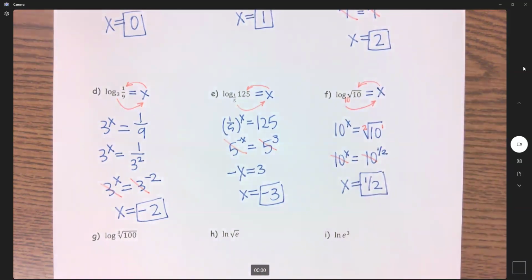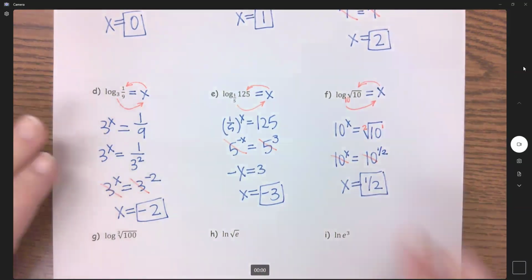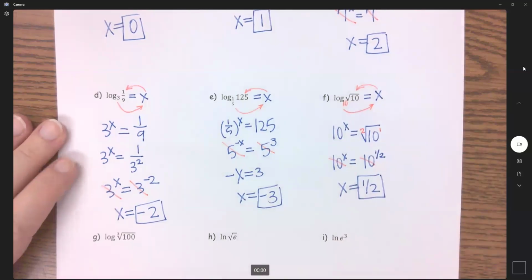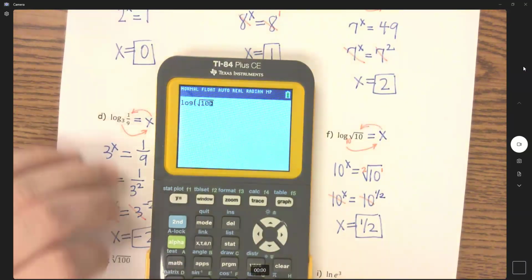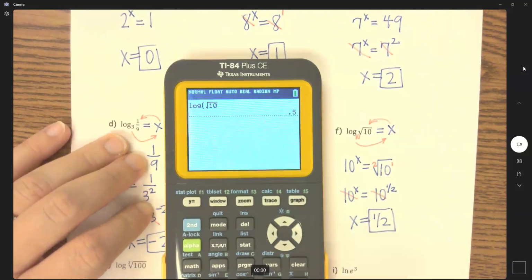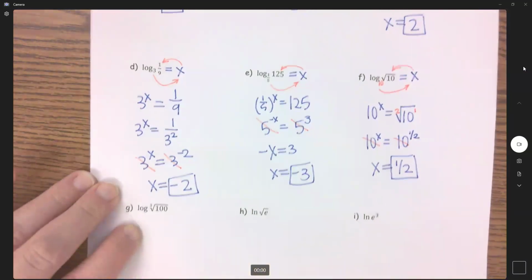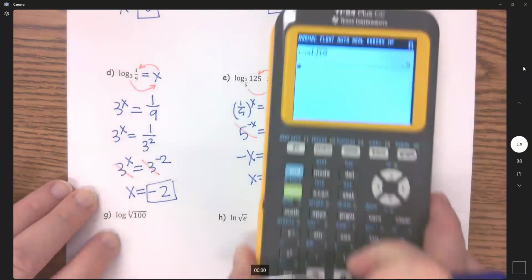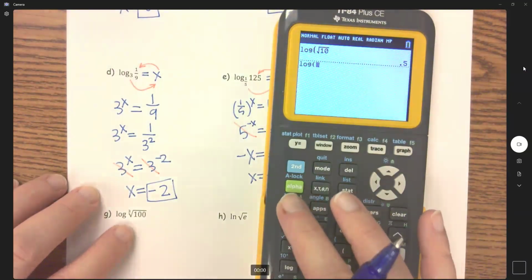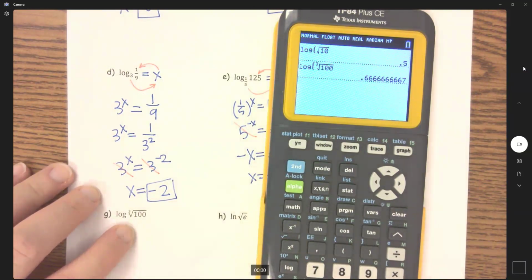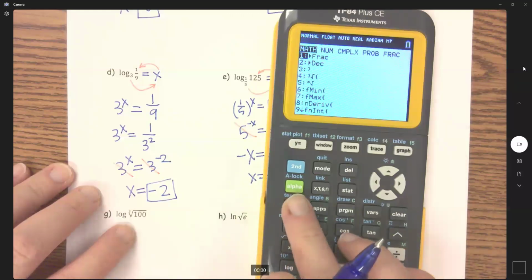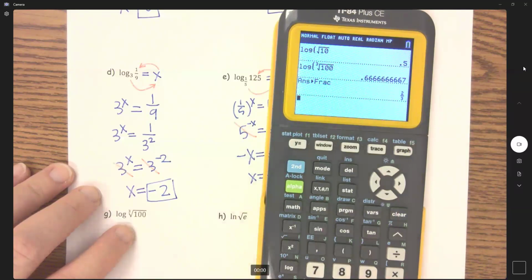Now it says specifically don't use a calculator, but because this is a common log, we can put this one in our calculator and we should get the same answer. So if I put log of square root 10, we get 0.5. Truly the same way on this one here. If I do log of the cubic root of 100, we're going to get 0.6 repeating. Do you know what that is as a fraction? Because my math lab wants fractions. If I go math and change it to a fraction, we get 2/3.